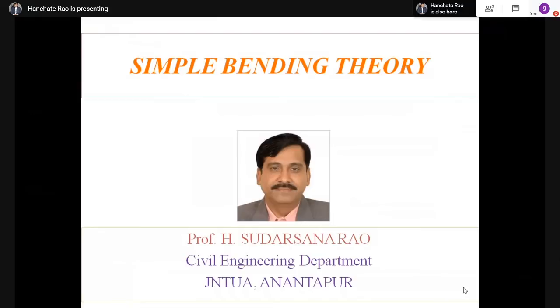Wherever the tires are, the load will be transferred to the road as a point load. But please remember, this is a moving load. It's not a static load. It is a dynamic load. It is a moving load. So that is the difference.